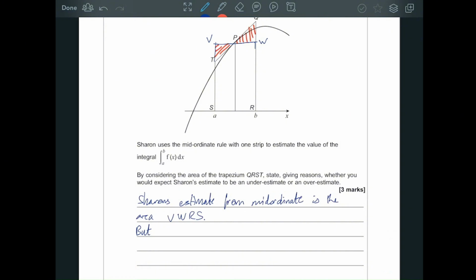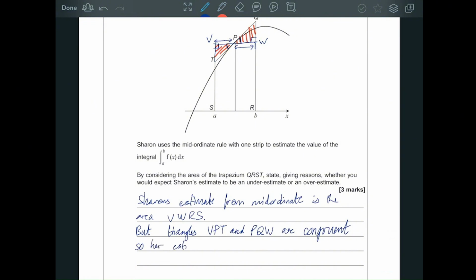But triangles VPT and PQW are congruent, i.e. they're exactly the same triangle. It's fairly clear to see that that side is identical to that side. They're both right angled. That angle is the same as that angle. So we've got a right angle, an angle, and a side rule for congruence. So these two triangles are congruent.